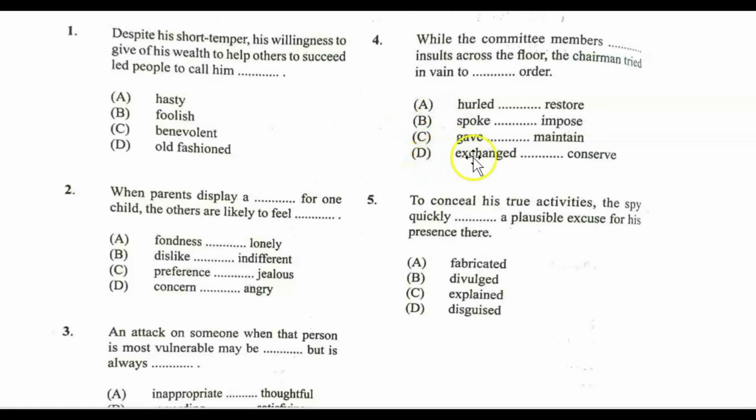While they exchanged insults, again, this is a mild term for the picture that is created, the chairman tried to conserve order. So we strike this one out too, and of course we know by now that option A is the best suited option. All right, now we're moving on to item 5.